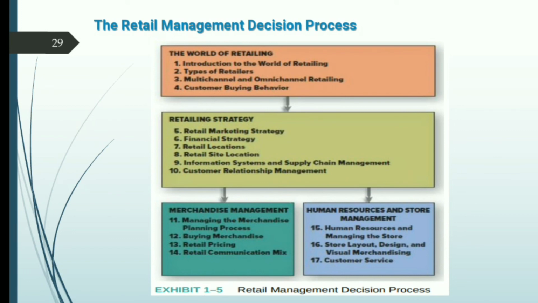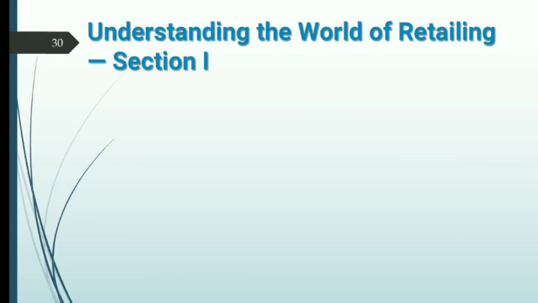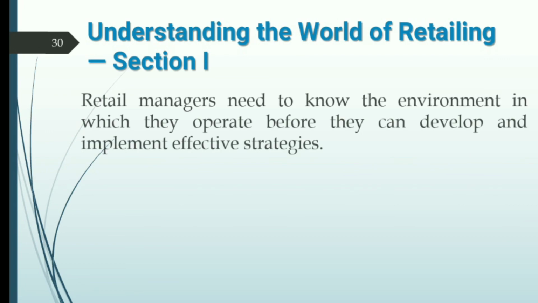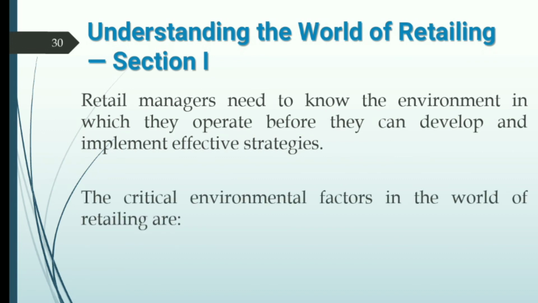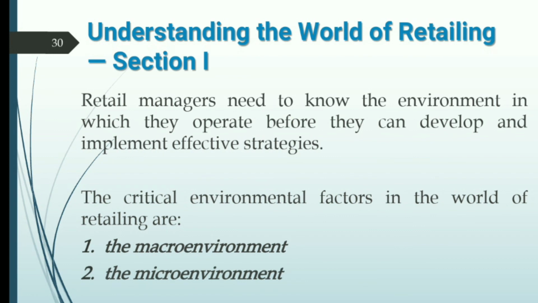In the first phase of the retail management decision process, the retail managers need to know the environment in which they operate before they can develop and implement effective strategies. There are two critical environmental factors in the world of retailing, and these are the macro environment and the microenvironment. The macro environment includes technological, social, and ethical, legal, or political factors in retailing, and this will be discussed as we go along in this subject.